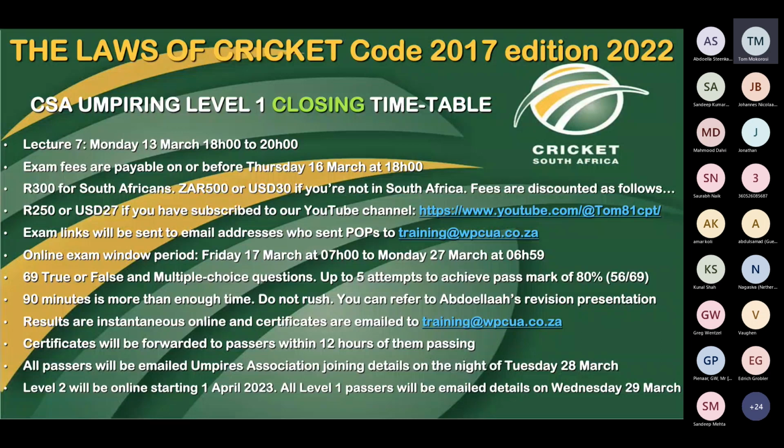All level one passes will be emailed details of the level two course, including the timetable, the meeting links and the course material, on Wednesday, the 29th of March. So please just be patient. Wait until the exam window period has closed, and then I've collated all the details that I need to collate before sending you all in one email the level two details on Wednesday, the 29th of March, for our lecture starting on Saturday, the 1st of April.